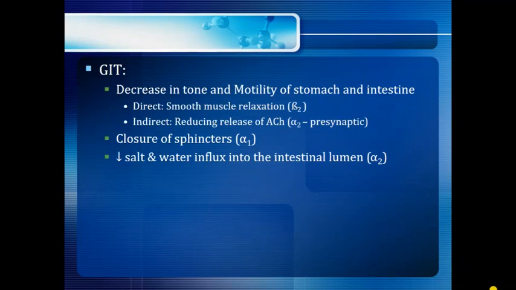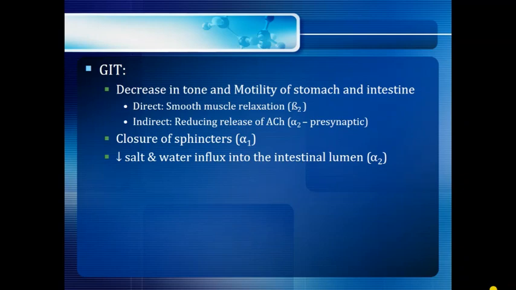What is the action on GIT? They decrease the tone and motility of the stomach and intestine. The direct action is mainly because of the beta-2 mediated smooth muscle relaxation, and the indirect action is reducing the release of acetylcholine, which is under the influence of presynaptic alpha-2 receptor.